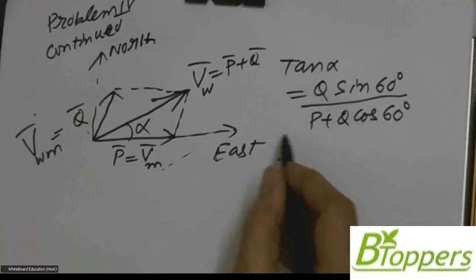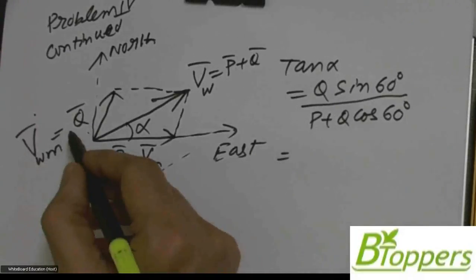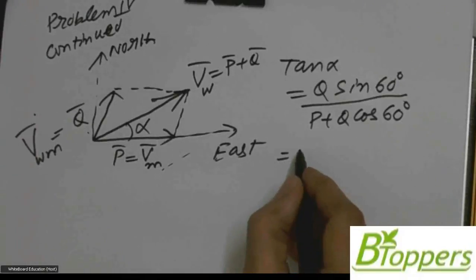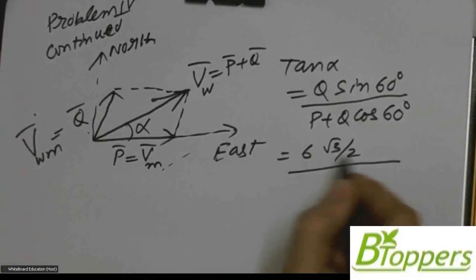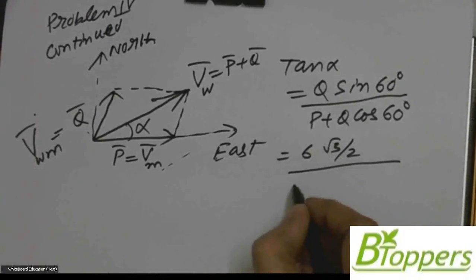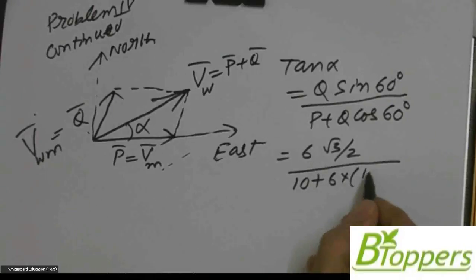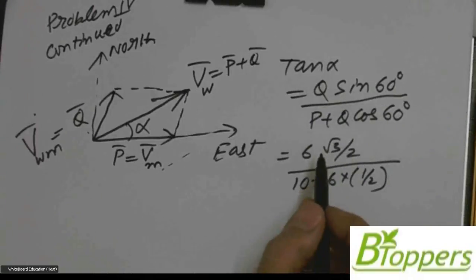So Q represents the magnitude of the velocity of the wind with respect to the man, which is given to be 6 km per hour. P represents the magnitude of velocity of the man, 10 km per hour. And Q equal to 6 km per hour, cos 60 degrees is 1 by 2 and sin 60 degrees is root 3 by 2. To simplify this, you can get the value of tan alpha. From that you can find alpha.